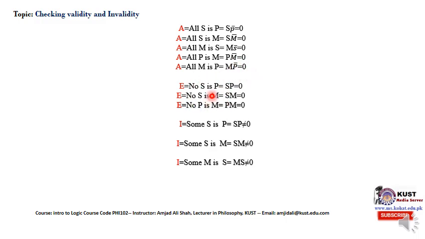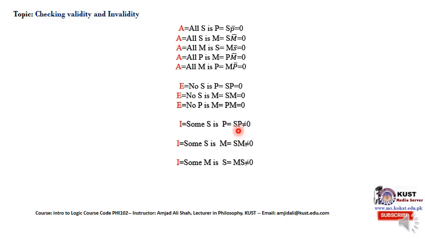Same would be the case with E proposition. Suppose no S is P, we have already shown that SP is equal to 0. If I say no S is M, SM is equal to 0. There is no bar in either of the alphabets, in either of the classes. No P is M, PM is equal to 0. Now, this is I proposition. In I proposition, some S is P, SP is not equal to 0.